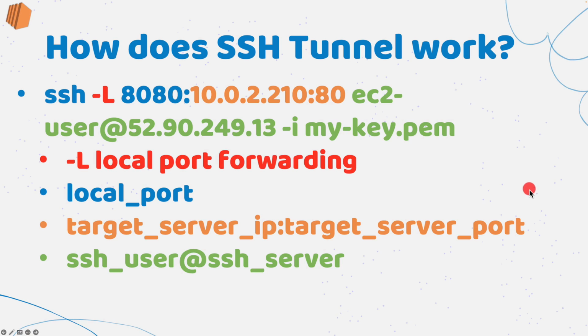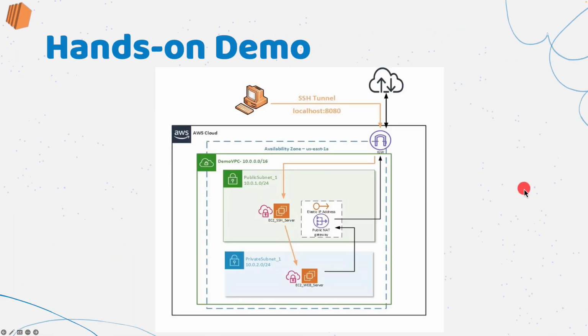Alright, let's get ready for the hands-on demo. Before we dive into the demo, we'll go over the architecture of the demo together. The demo VPC provides an isolated network within AWS. The public subnet contains the EC2 SSH server, which has a public IP address, allowing it to be accessed from the internet. The security group only opens the SSH port 22. The private subnet contains the EC2 web server, which does not have a public IP address and blocks direct inbound internet access. The security group only opens ports 80 and 22 from the public subnet.